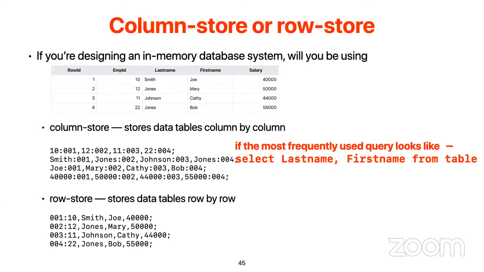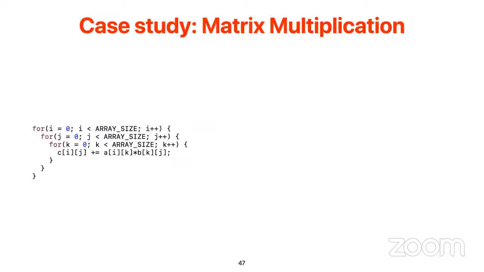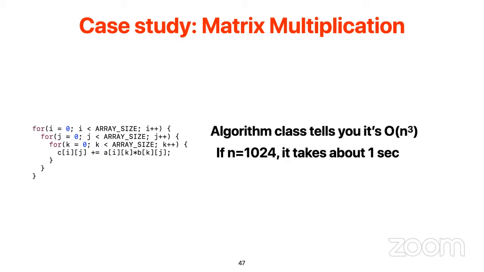So column store is going to help you better exploit the spatial locality. Sometimes, if you are a good programmer, you can also change the pattern. Like in this example, I split the original loop into two. So even though it's a two-way set associativity cache, you will see the data cache miss rate will be as low as Intel processor.